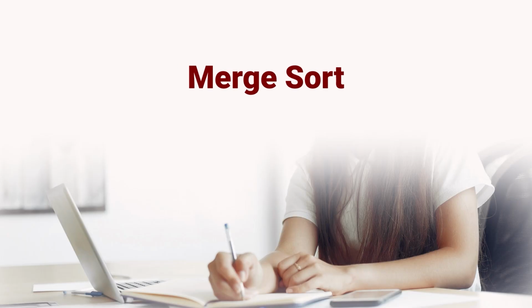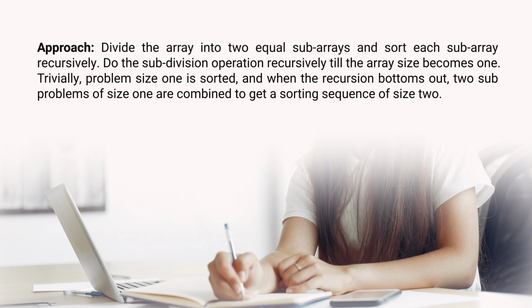In merge sort also, we divide the array into two equal subarrays and sort each subarray recursively, and do the subdivision operation recursively till the array size becomes 1, okay. So, in binary search and merge sort we use the divide and conquer principle. Divide and conquer principle means if we have a problem size n, we divide it by n by 2 or n by 4 or n by 8. That means recursively the problem size is reduced to half, and at last we have a problem size 1.